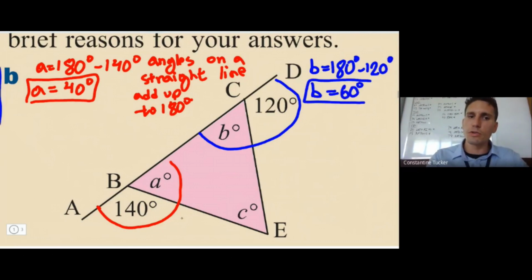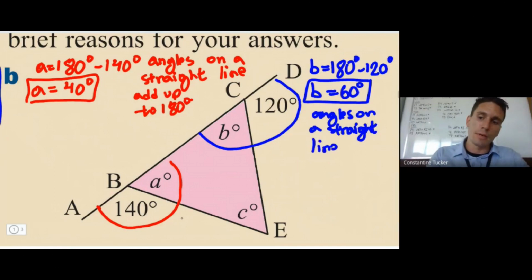Once again, what did we use here? We used the fact that angles on a straight line add up to 180 degrees. Now notice how annoying this can get. You might have to give the same reason over and over again, but we still have to do it because we get the marks this way. Okay, so make sure you do this.